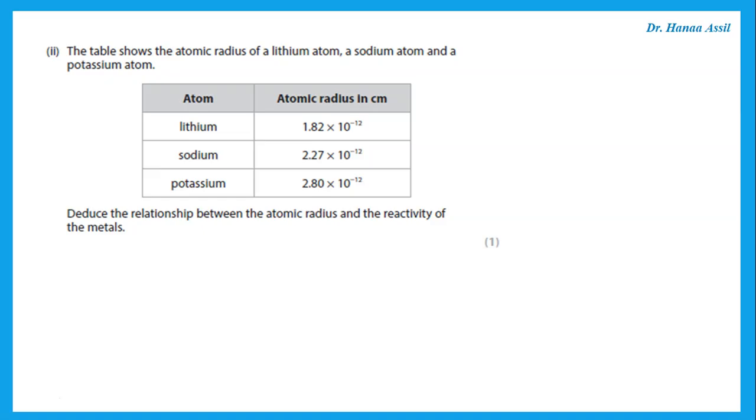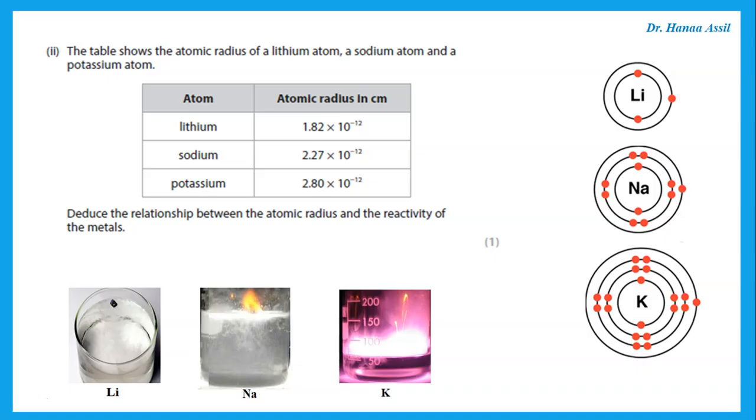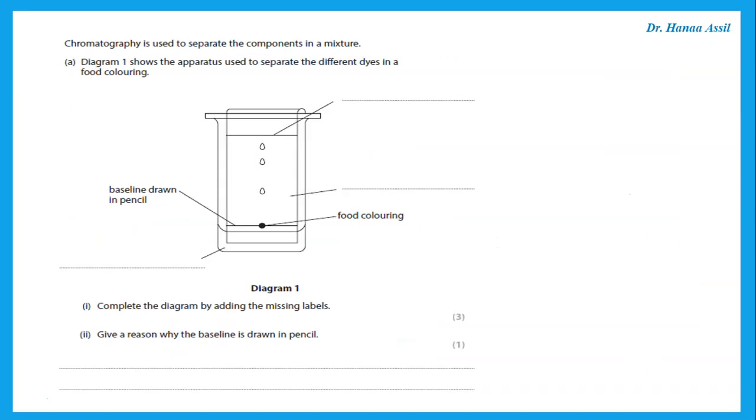The table shows the radius of lithium, sodium, and potassium atoms. Deduce the relationship between radius and reactivity. Well, we know that reactivity increases as I go down in group 1, and also the radius increases. So remember that lithium, sodium, potassium, reactivity increases going down, and that means as the radius increases, the reactivity also increases.